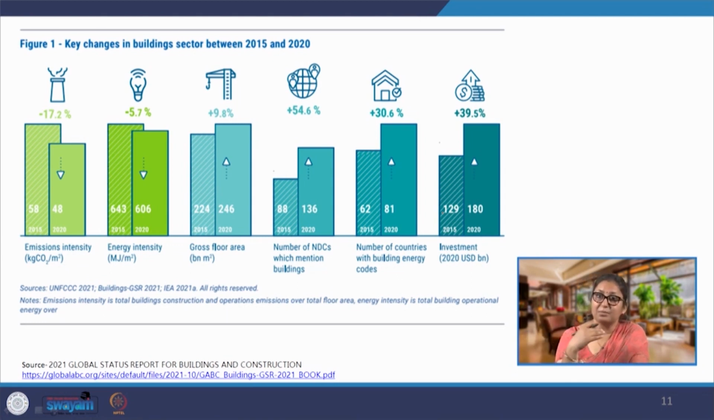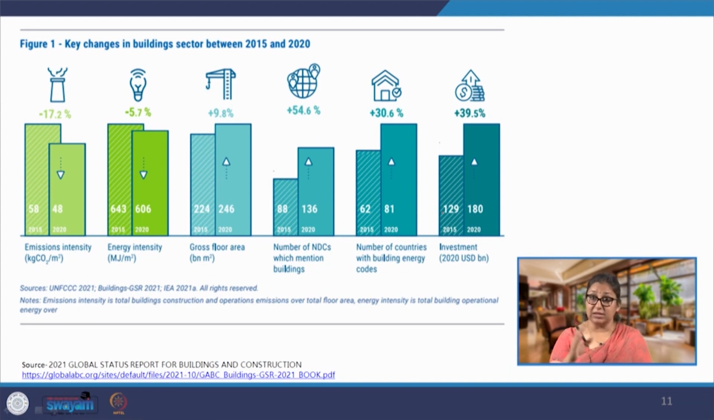So, while the building area is increasing, we are seeing a reduction in per square meter carbon dioxide or GHG emissions, and simultaneously, which is obvious, the energy intensity must also be coming down, because a lot of emissions that are happening in the buildings are due to consumption of energy. So, energy intensity per square meter is also coming down.